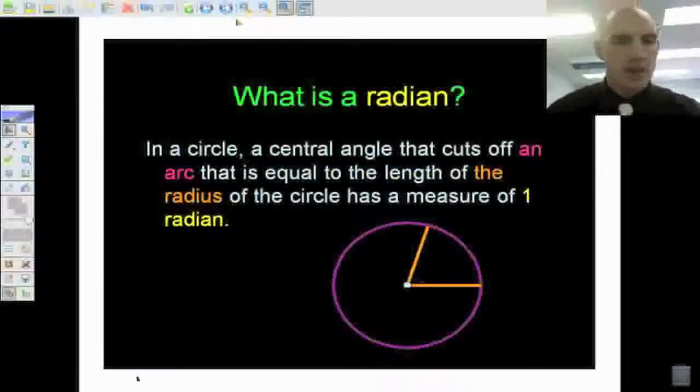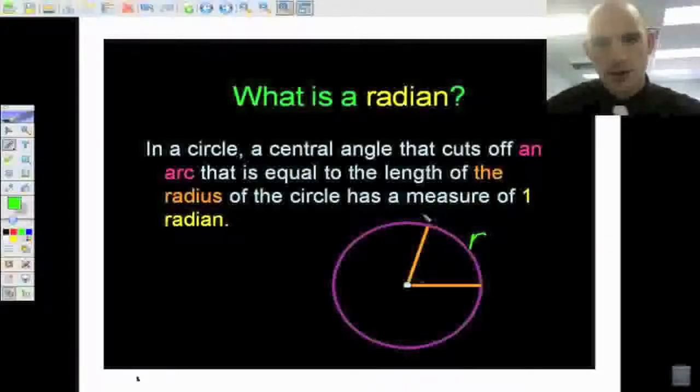What is a radian? In a circle, a central angle that cuts off an arc that is equal to the length of the radius of the circle has a measure of 1 radian. What does that mean? Here's what it looks like. If I've got the radius here of this circle, I'm going to label it R, which is my radius of my circle. This arc here is going to be labeled S. And the angle that I'm talking about that's cut off is right here in the middle. That's my theta. And I'm going to label the center here just with an O.